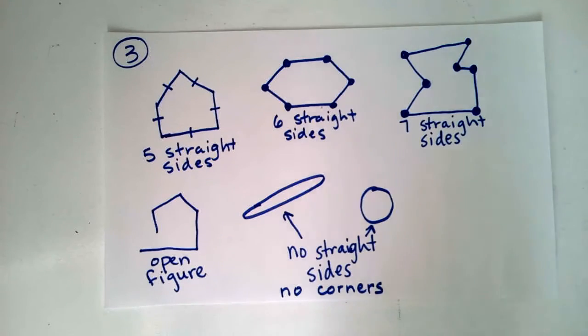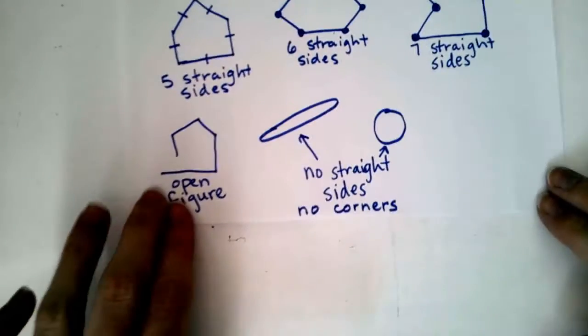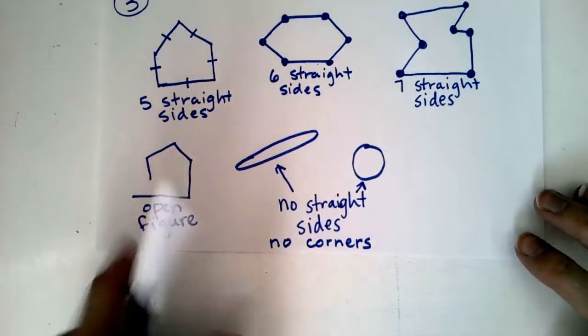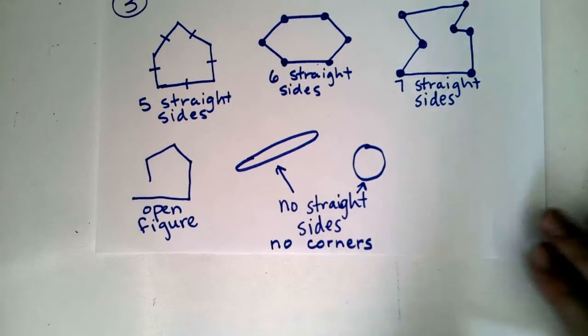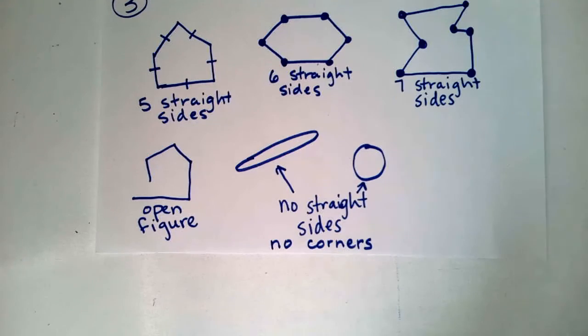Okay? All right. Go ahead and I'll let you choose now. You can try out a 5, a 6, or a 7 straight-sided shape. Or maybe you draw a shape with no sides or no corners.